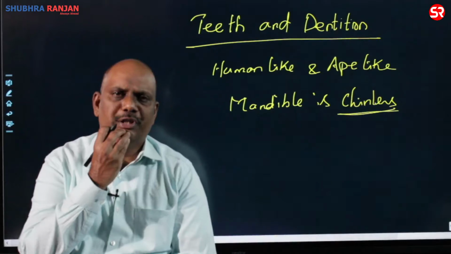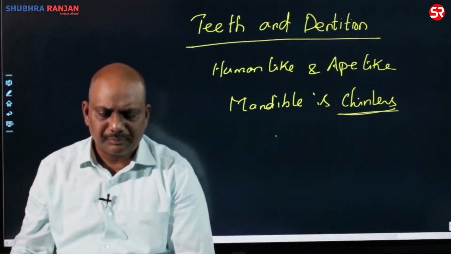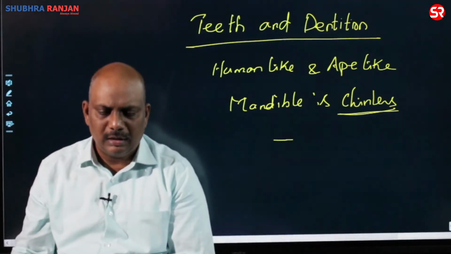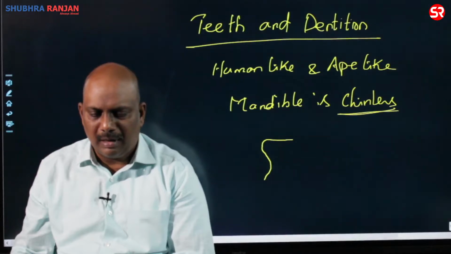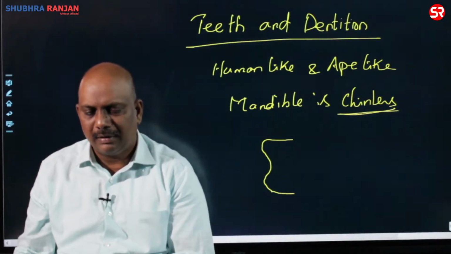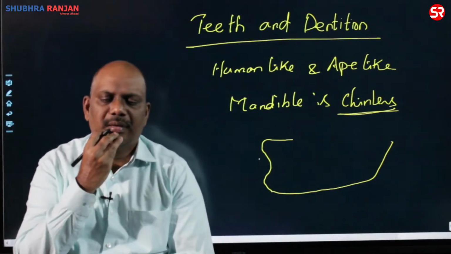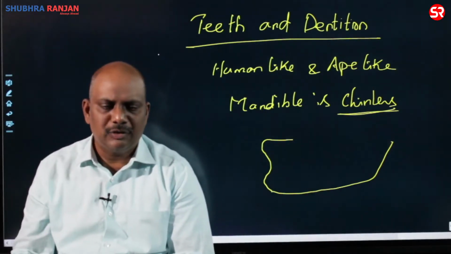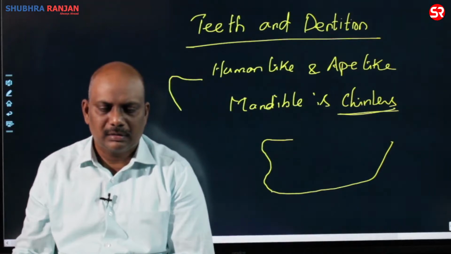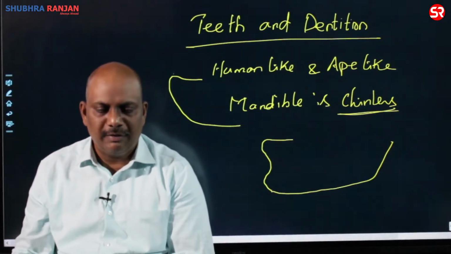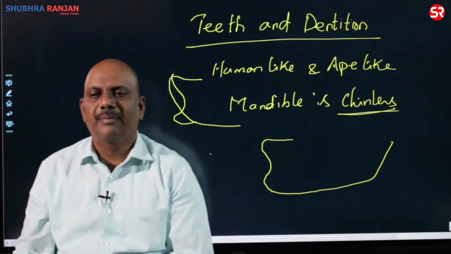That is, without a chin. See here, in our lower jaw there is a very prominent curve here which gives the chin. But for Australopithecus, it used to be like this. So the curve here is missing.